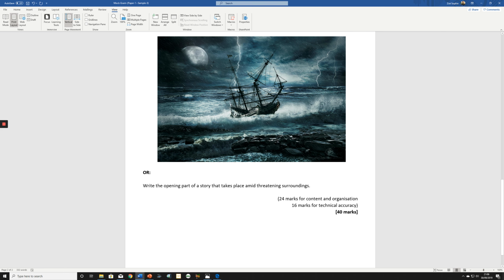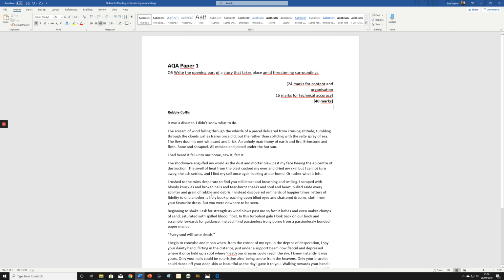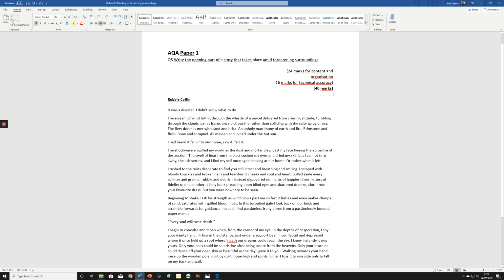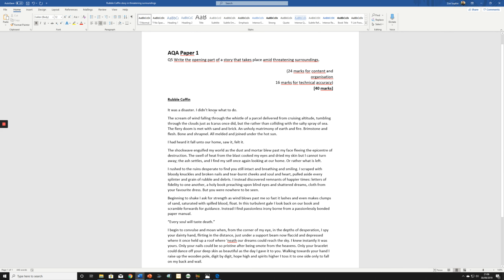You could write about a shipwreck as being your conflict. A lot of students will look at this and want to turn it into a story, and this question does give you that opportunity. However, I picked out an example from a prior student who attempted this. Write the opening part of a story that takes place amid threatening surroundings. And we're going to read it and see what we'd mark it.